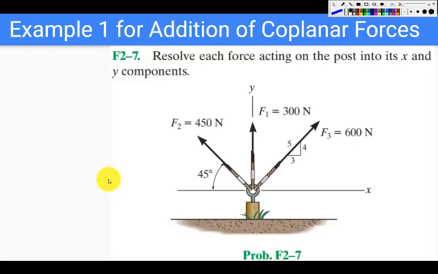This is an example from the book, fundamental problem 2-7. The problem says: resolve each force acting on the post into its x and y components. We have three forces acting on this post. F1 is 300 newtons pointing along the y axis. F2 is 450 newtons pointing 45 degrees to the minus x axis, and F3 is 600 newtons pointing in this direction. We want to resolve all three forces into their x and y components.